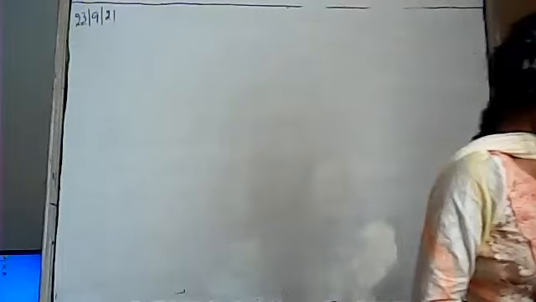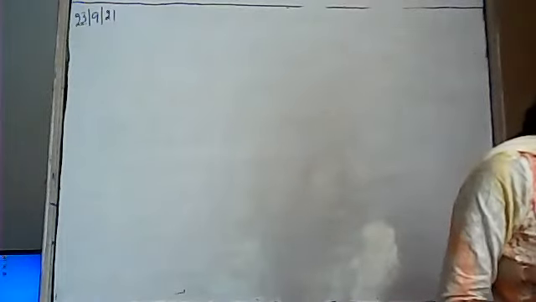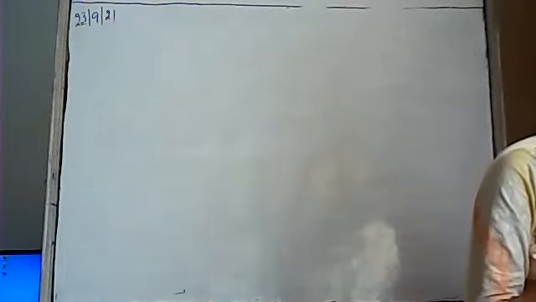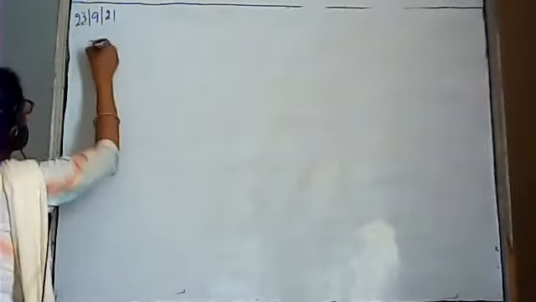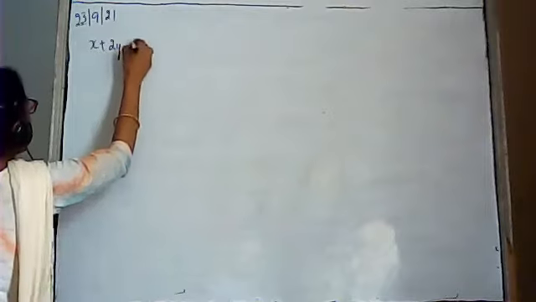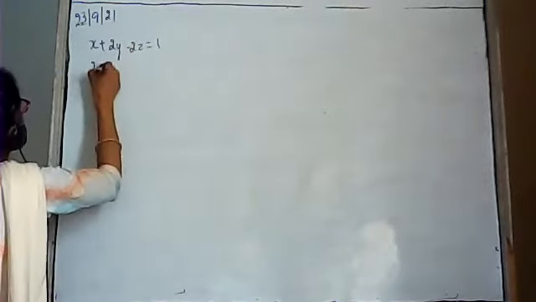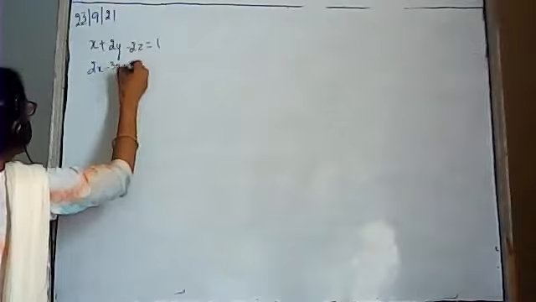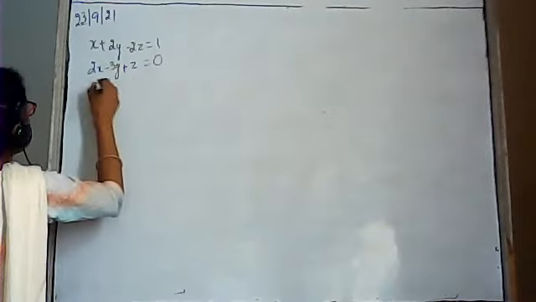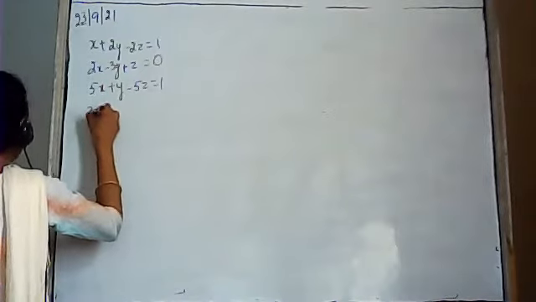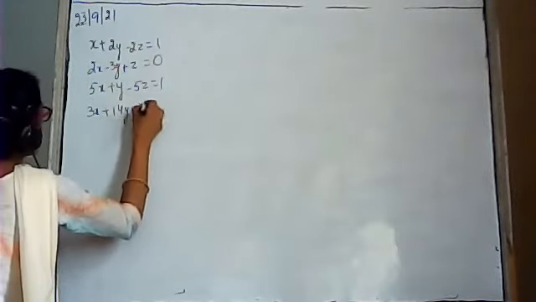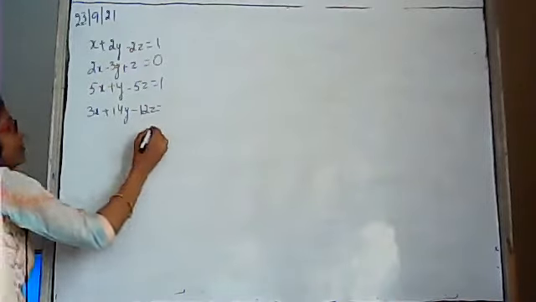Question is: solve the following system of equations using Gauss elimination method. x plus 2y minus 2z is equal to 1, 2x minus 3y plus z is equal to 0, 5x plus y minus 5z is equal to 1, 3x plus 14y minus 12z is equal to 5.